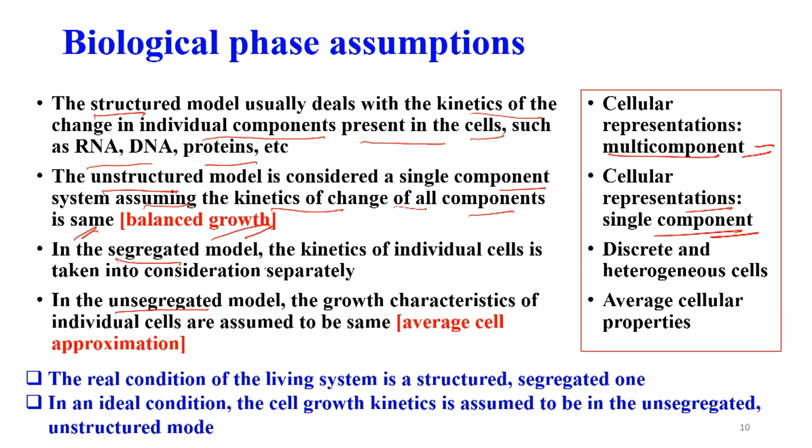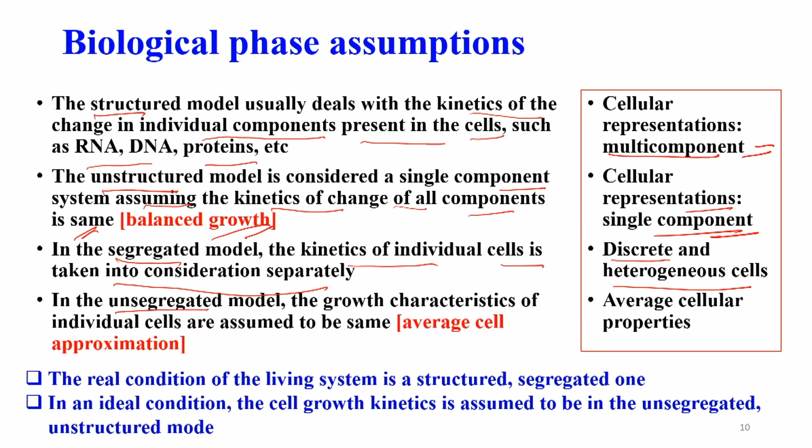Next comes the segregated model. It says the kinetics of individual cells is taken into consideration separately. So we are considering the cells as discrete and heterogeneous. All the cells are not in the same growth phase. And when we say it is unsegregated, the growth characteristics of individual cells are assumed to be the same, or we are doing an average cell approximation. So, in the case of the unsegregated model, we consider average cellular properties.